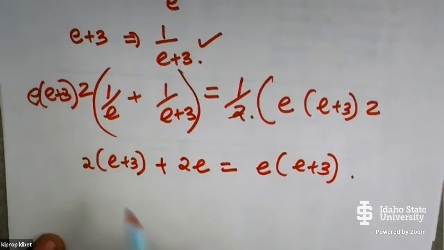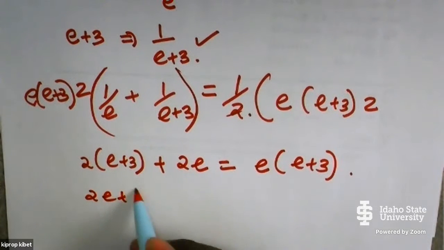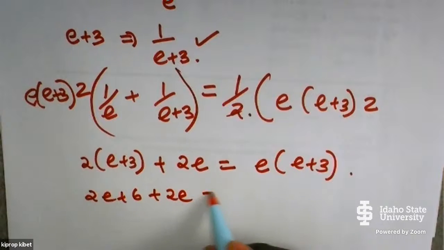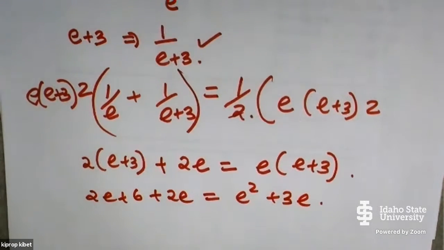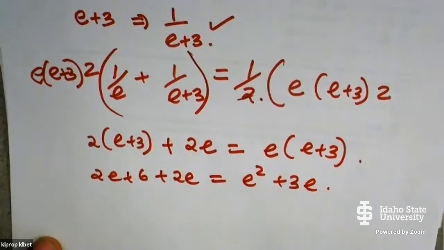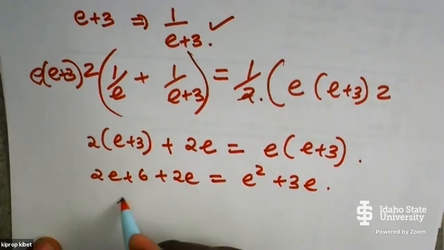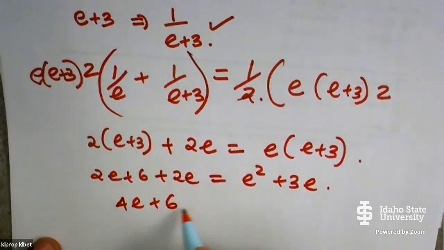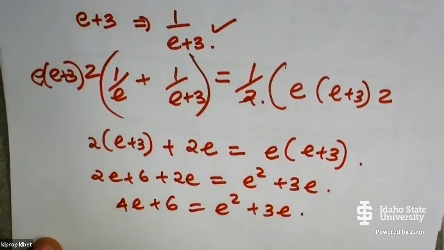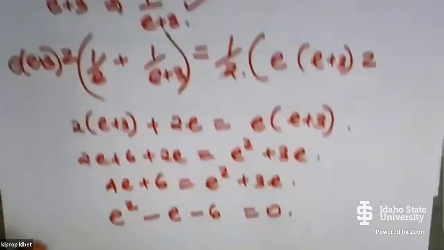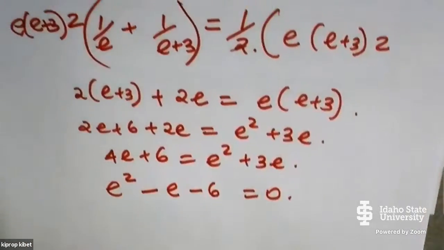So when you open the brackets, you get 2E plus 6 plus 2E equals E squared plus 3E. So 4E plus 6 equals E squared plus 3E. Take them to the other side. So E squared minus E minus 6 equals 0.